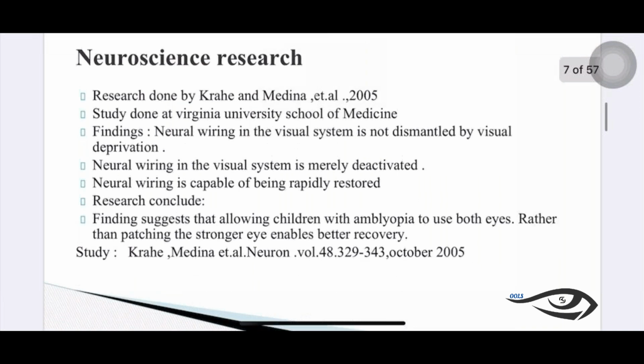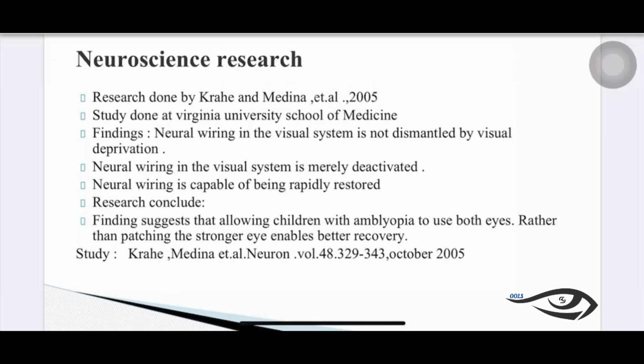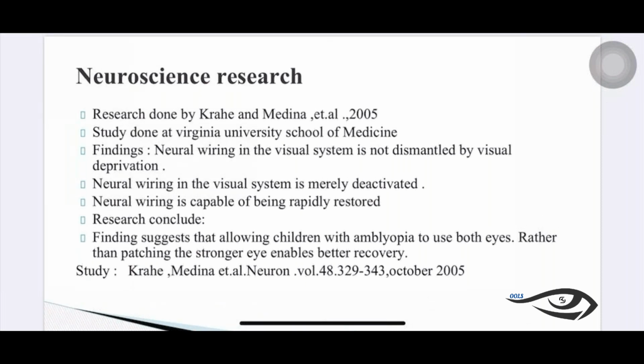Now, this is a very good study done by Krahe and Medina, in which they show that if we work on neurons, neuroplasticity works in such a way that we can develop it at any time. There is a study by Krahe and Medina in which they suggested that if we train our neurons, if we work on that, then we can develop vision, or we can train the brain at any age.